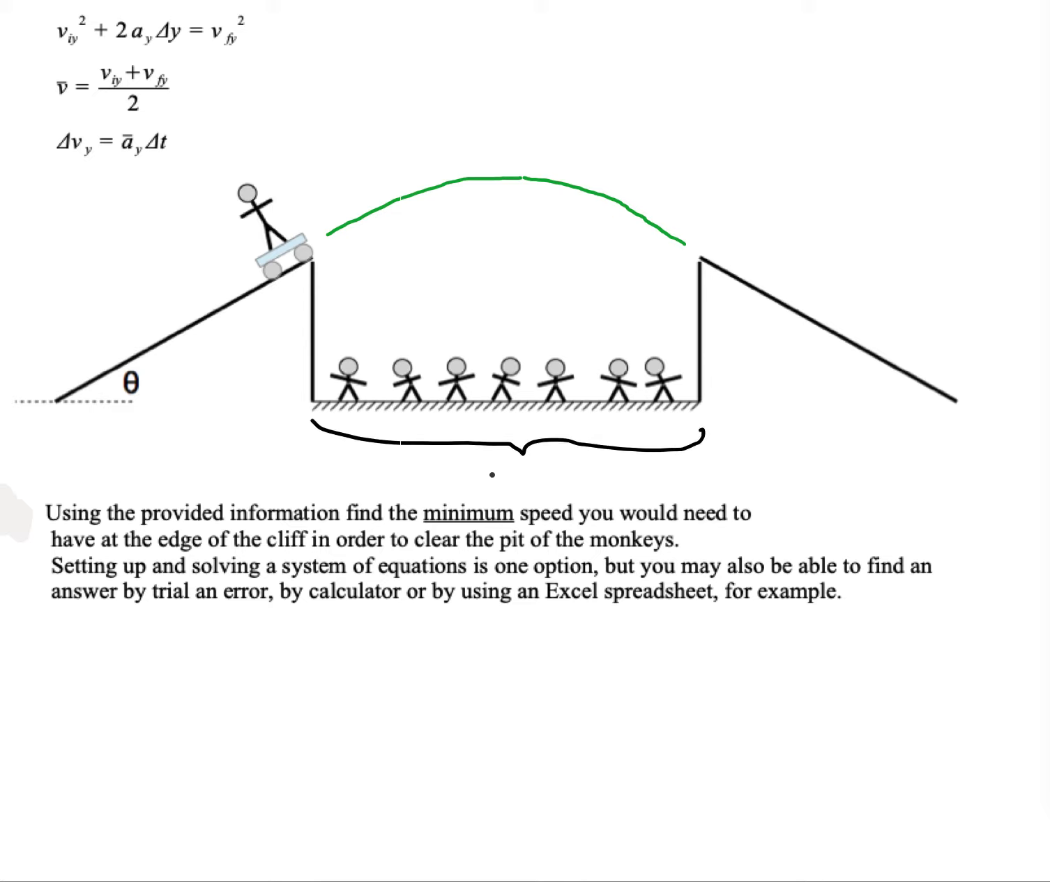The distance across the pit was 30 meters. And that's going to be an important dimension that we want to use to judge whether the person makes it across or not. Alright, so let me pull up Excel.